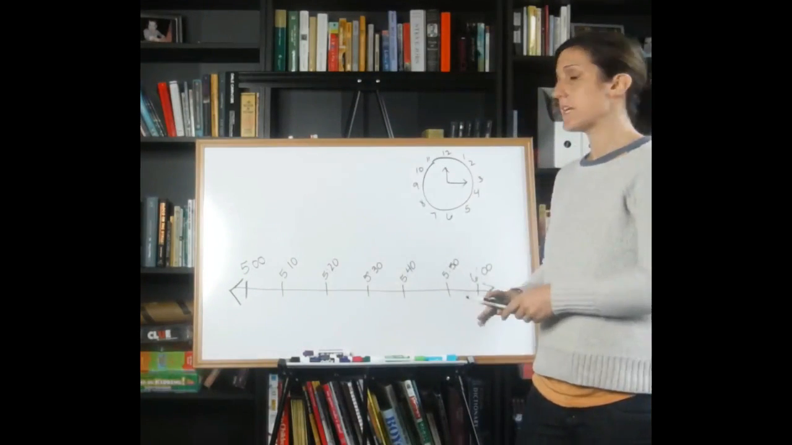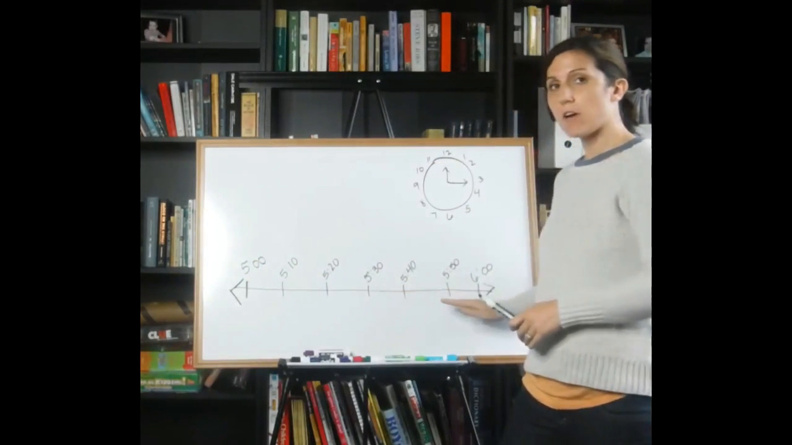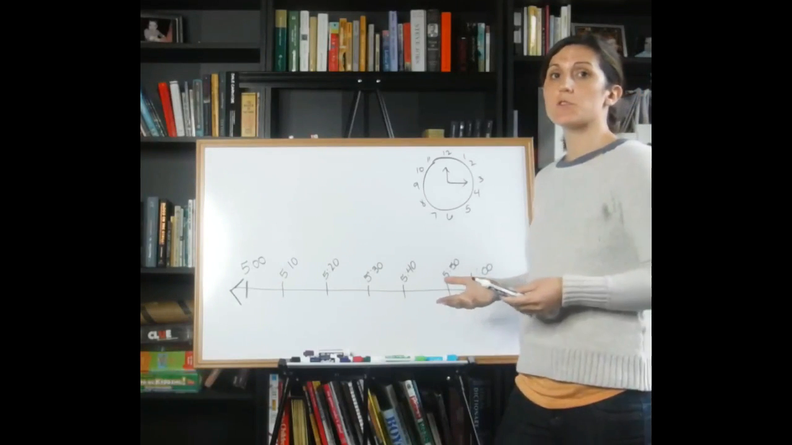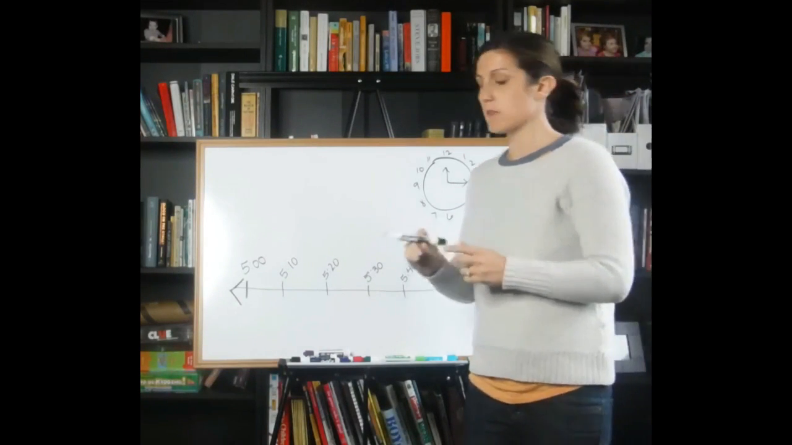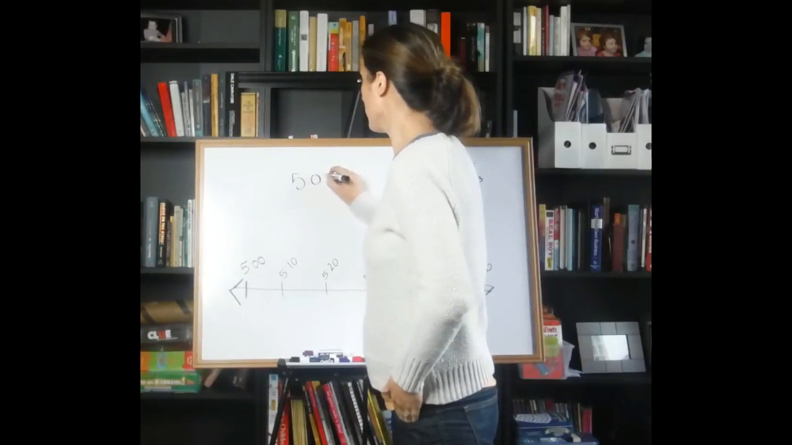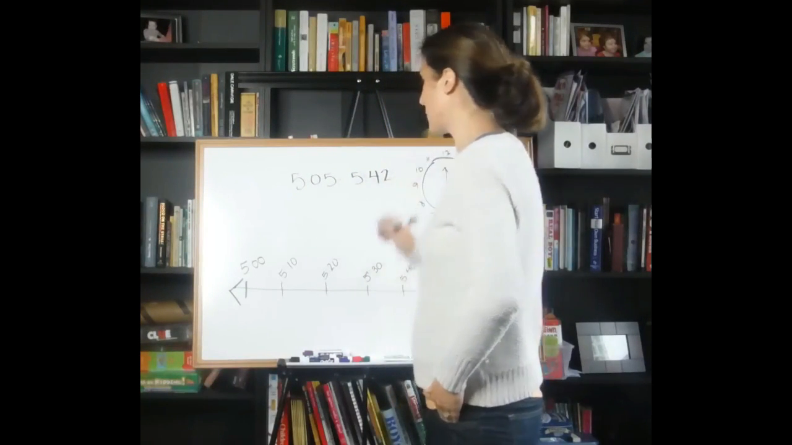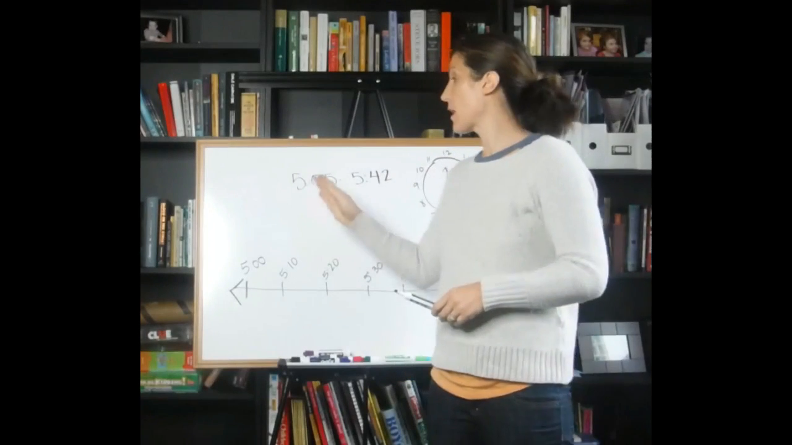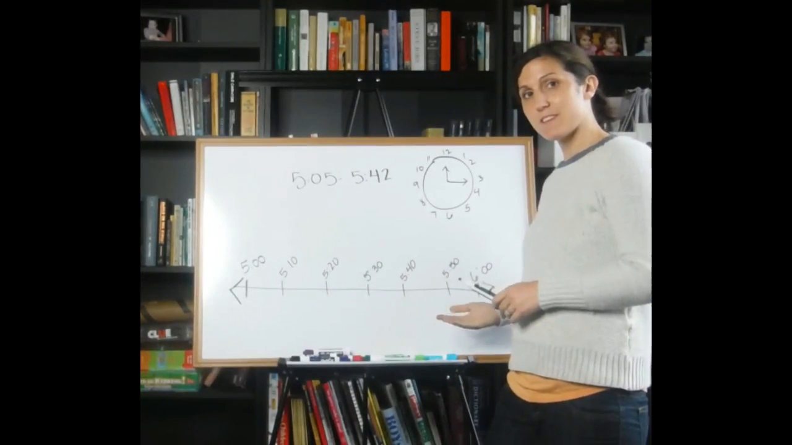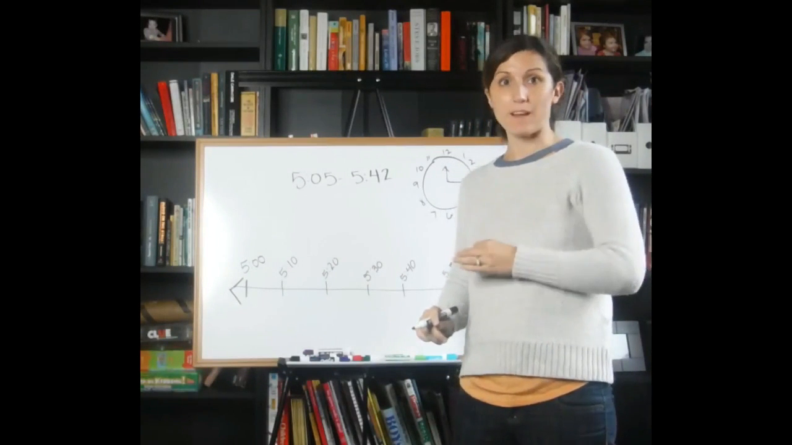So hopefully you can see how I took the information that would be on a clock and stretched it out into a horizontal number line. Now I'm able to solve elapsed time problems. For example, let's say that I started out at 5:05 and I was going until 5:42. And I needed to find out how much time had passed between these two times. I can use my number line to solve that problem efficiently. So not just quickly, but correctly.